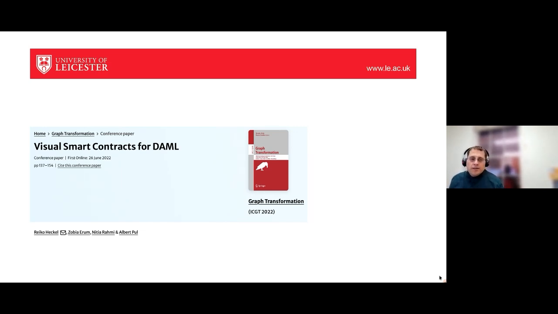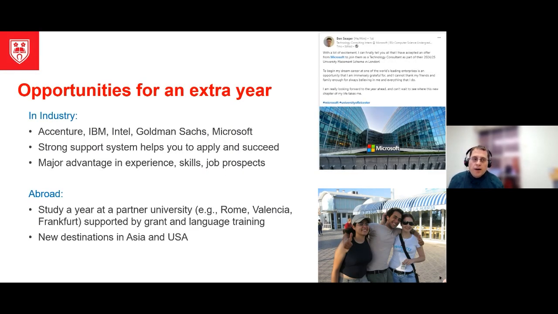However, besides learning at the University of Leicester, you also have the option to learn at one of our partner universities or get hands-on experience during a placement. So as promised, we will now continue with more information about the opportunity for an extra year, which you can either do in industry or abroad. For industry, students from the University of Leicester have gone to a variety of companies, and we have a strong support system in place that helps you to apply for placements and succeed.